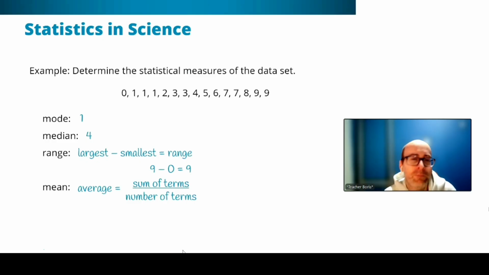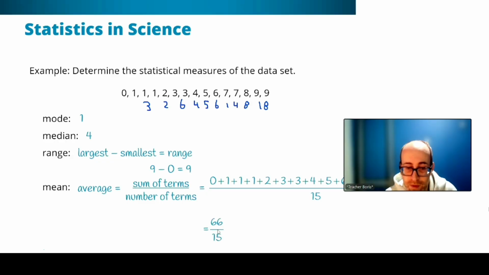Now the sum, you'd have to do a little bit of work. So the ones add up to 3. There's a 2. There's 2 3s, which add up to 6. There's a 4, a 5, a 6. The 7s add up to 14. There's an 8, and the 9s add up to 18. And then if you add all of these up, 3 plus 2 plus 6 plus 4 plus 5 plus 6 plus 14 plus 8 plus 18, you get the sum, which is 66.